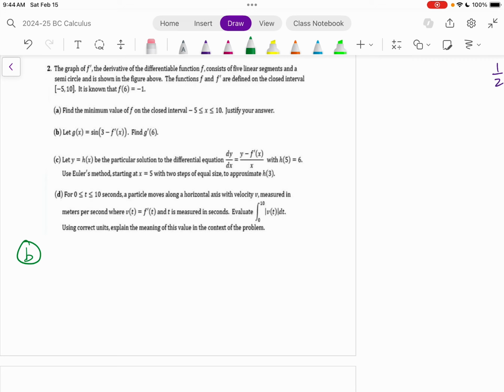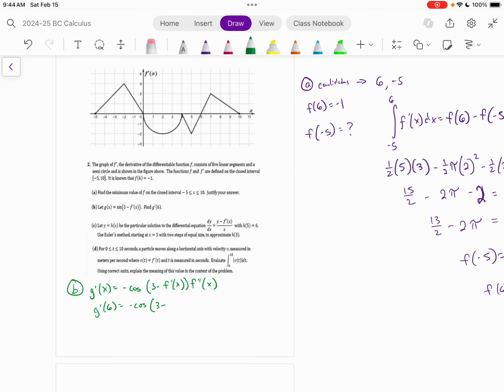Okay, so what is g prime? G prime, I'm going to chain rule this, right? We're going to get negative cosine of 3 minus f prime of x times f double prime of x. So g prime of 6 is going to be negative cosine 3 minus f prime of 6. F prime of 6 is 0 times f double prime of 6, which looks like 2, right? That's the slope over there. So it's negative 2 cosine 3, whatever that is. I don't care.